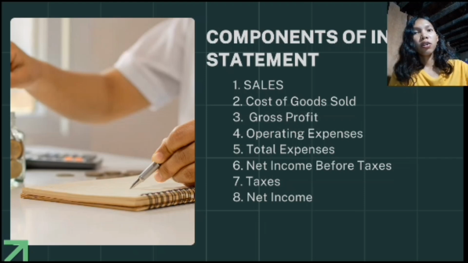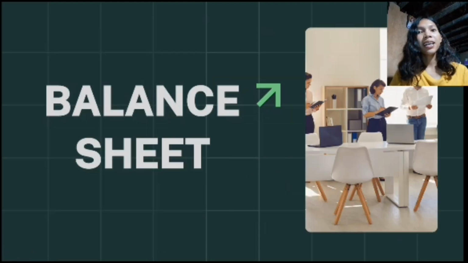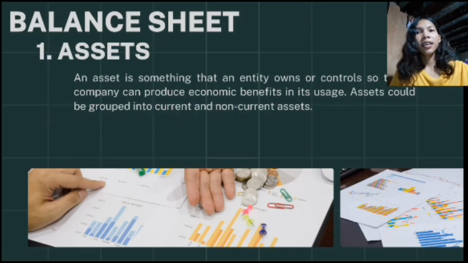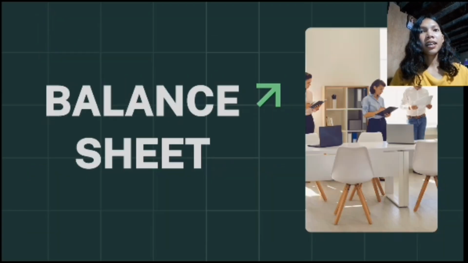Now let's proceed to the next type of financial statement, which is the balance sheet. So what is the balance sheet? So the balance sheet summarizes what the company owns, the assets, what it owes, the liabilities, and the owner's equity, the difference between assets and liabilities. So in simple terms, it answers what do we have, what do we owe, and what is left for the owners. So it follows the basic equation, which is assets equals liabilities plus equity.